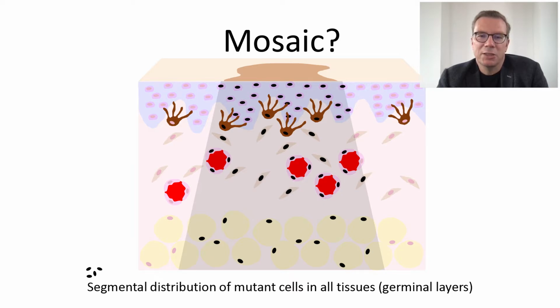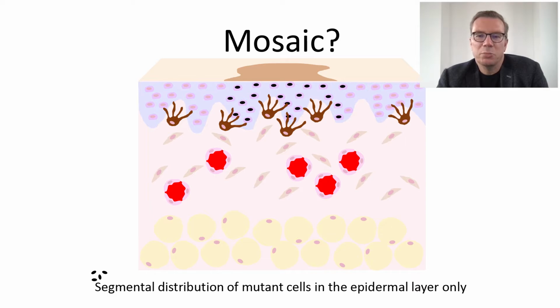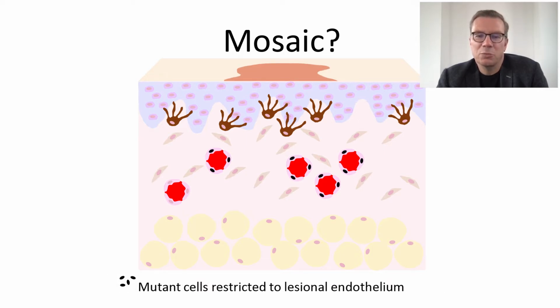In some other cases, you can find the mutation just in the tissue that is affected in different layers, but it can also be that it's restricted to one specific layer, like the epidermal cells, or in the case of vascular malformations, in endothelial cells only, while the surrounding tissues and cells do not contain the mutation.